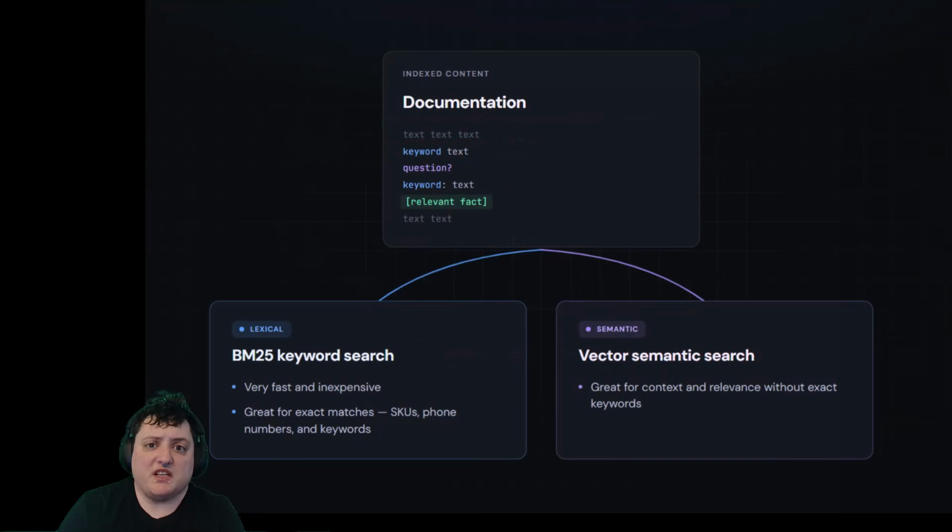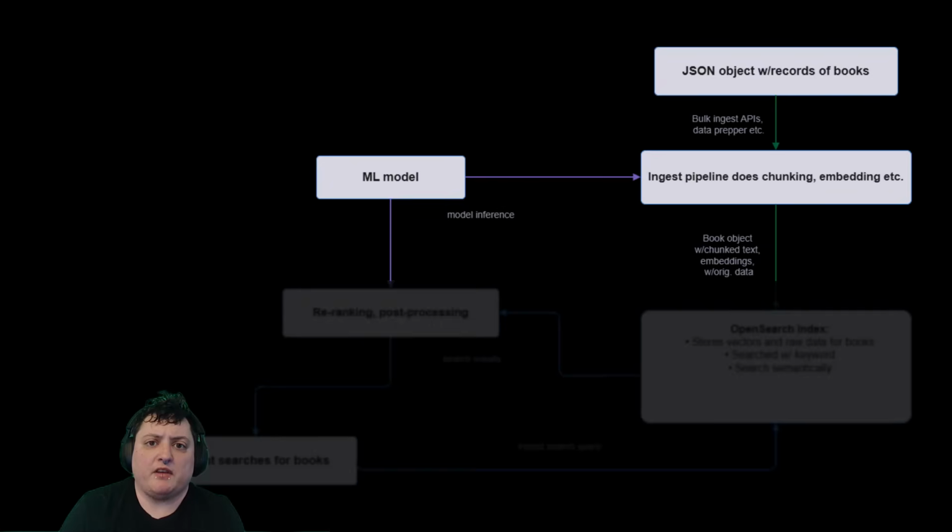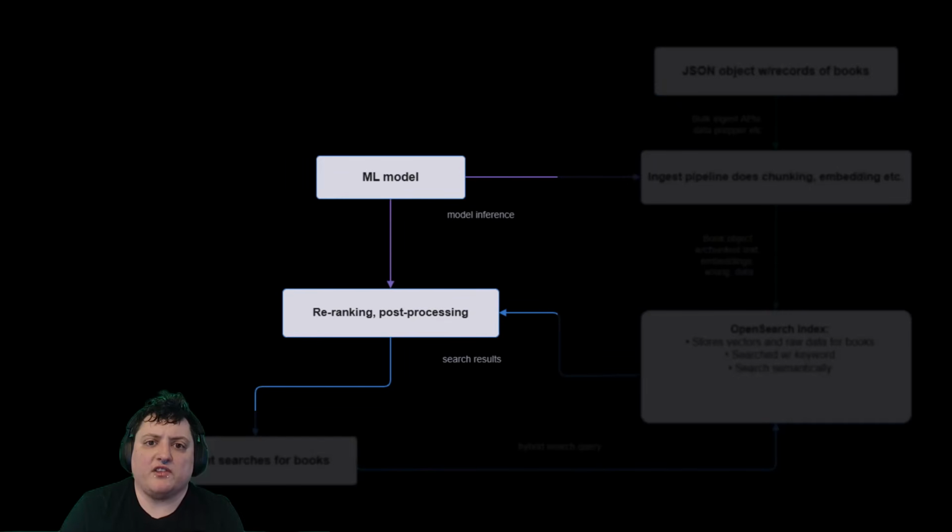Hybrid search helps teams handle real-world query diversity, especially across documentation, Q&A systems, and enterprise knowledge bases, where exact terms and semantic meaning both matter. Your key takeaway here: hybrid search is more than just a query. It's ingest time enrichment, index design, and query time score fusion all working together.